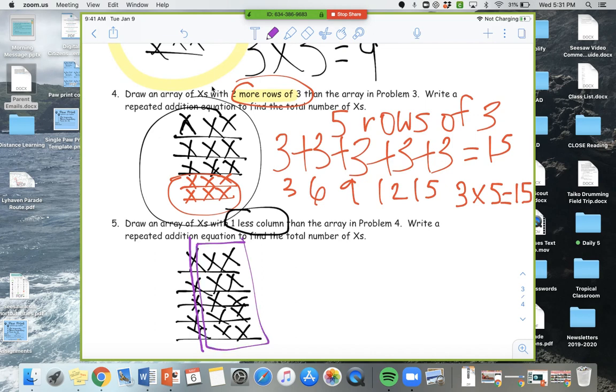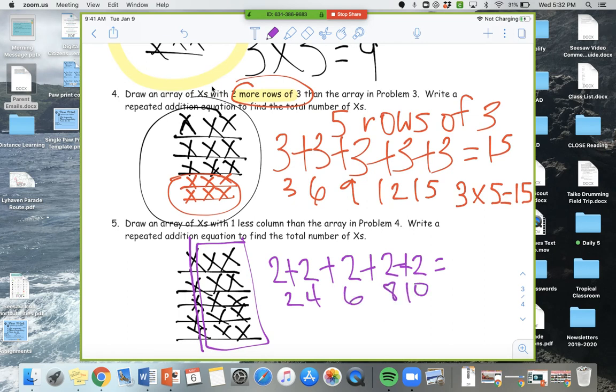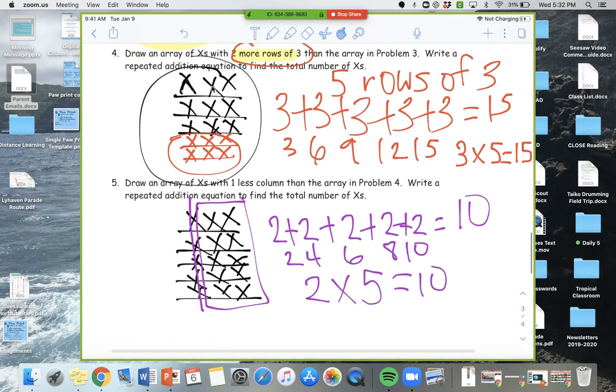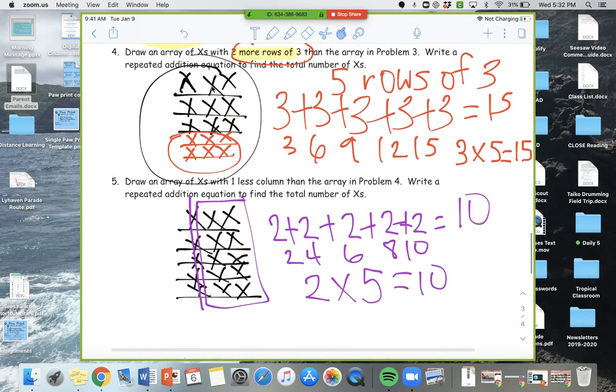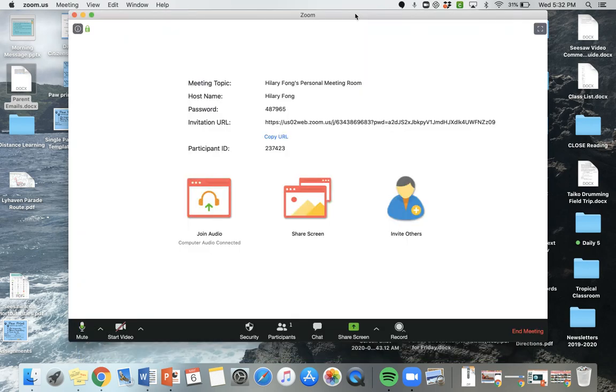Okay, write a repeated addition equation. Let me erase that. To find the total number of x's. So I could look at my rows, and I no longer have 3 in my rows. I now have 2. So I have 2 plus 2 plus 2 plus 2 plus 2. 2, 4, 6, 8, 10. So now I have 10. Okay, or it's 2 times 5, because it's the number 2, 5 times, which equals 10. Okay, and that's it.